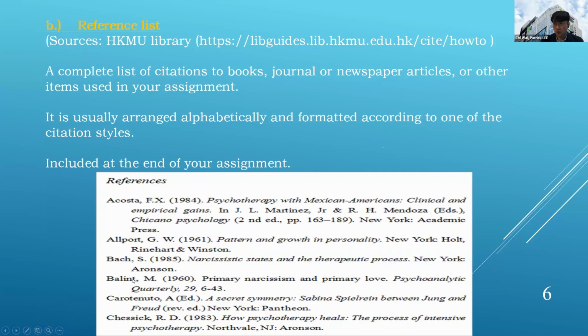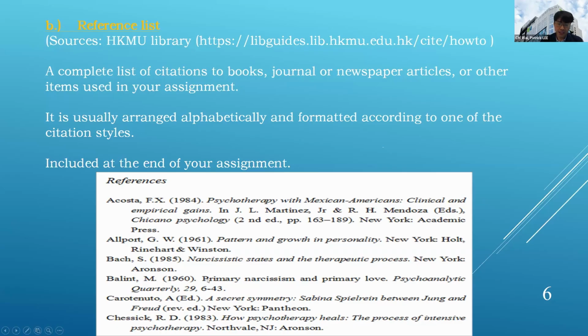Barlin. Now, Barlin is also the surname of the author, comma, and M. M, I don't know, could be like a Michael, whatever, right? After that would be a period, full stop. Then 1960 in the brackets here. Now, Primary Narcissism and the Primary Love.